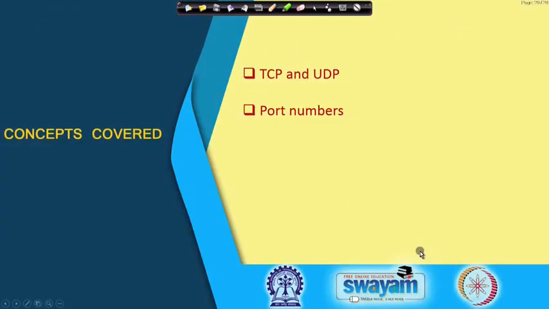Now, in this lecture, we shall be talking about the basic functionalities and roles of TCP and UDP. In particular, we shall be talking about something called port numbers and how they relate to data communication at the transport layer level and how TCP and UDP use port numbers. Okay? These are the few things we shall be covering in this lecture.